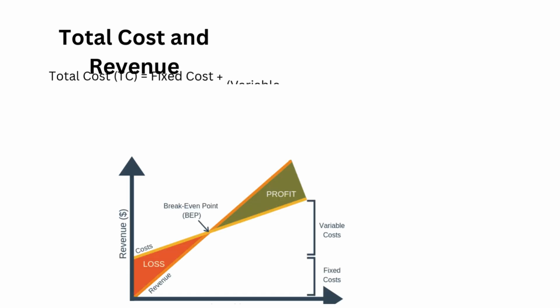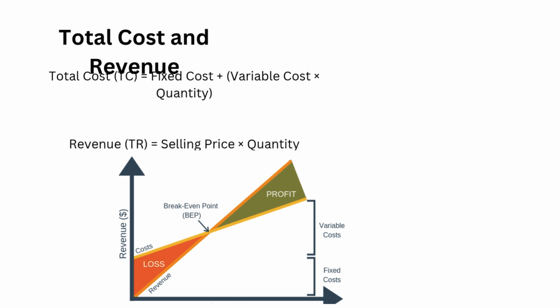Total cost and revenue. The total cost is the sum of fixed cost and variable cost. So it is formed by fixed cost plus variable cost into quantity. Revenue. Revenue is the money a business earns from selling its product. So it's basically selling price into quantity.